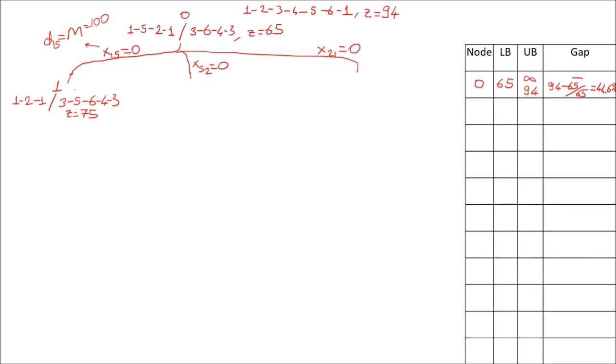Otherwise, if you select this subtour, then you need to branch into 4 this time, because there are 4 cities, there are 4 transitions. In order to eliminate this subtour, from 3 to 5, 5 to 6, 6 to 4, and 4 to 3, you can either eliminate this one, or this one, or this one, or this one.